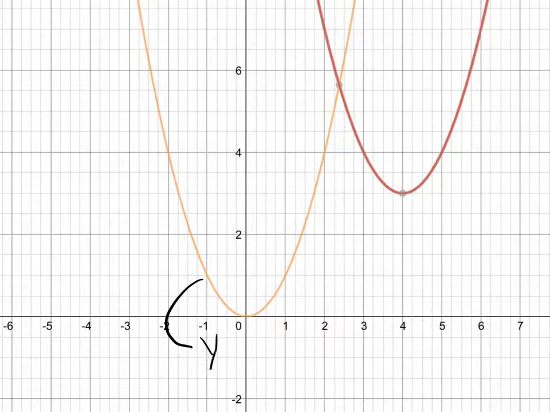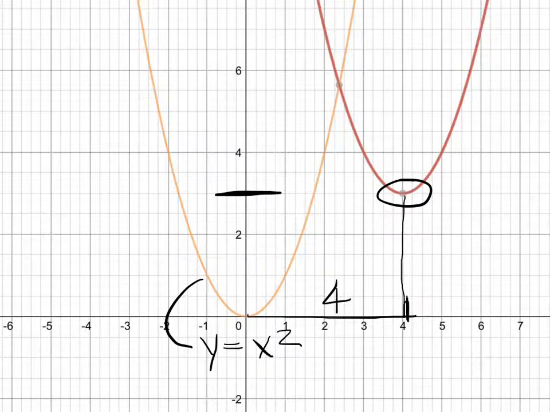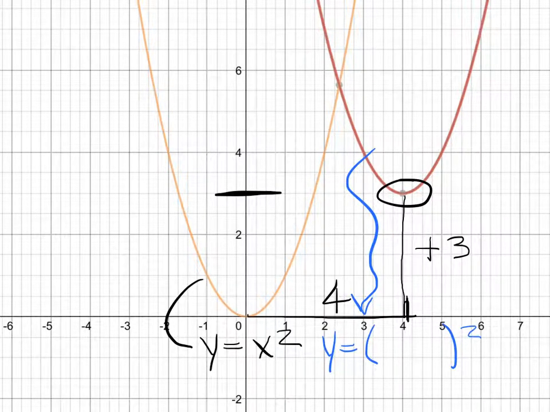Parent function is y equals x squared. This one has been moved over to the right 4 places, and then it goes up 3, over 4, and then up 3. So the equation for that one, I have to find a place to fit it in here. We'll do it down here. Y equals the quantity squared of x minus 4. That takes it 4 to the right, and then on the outside we will have plus 3.